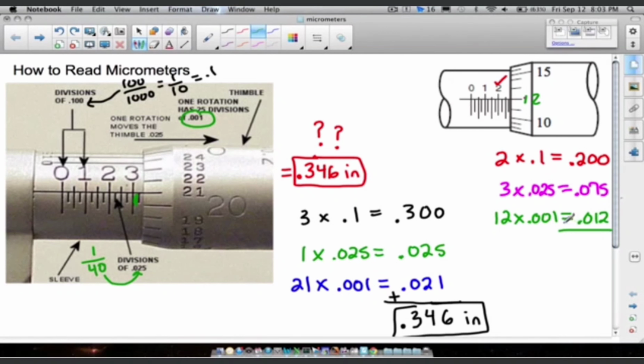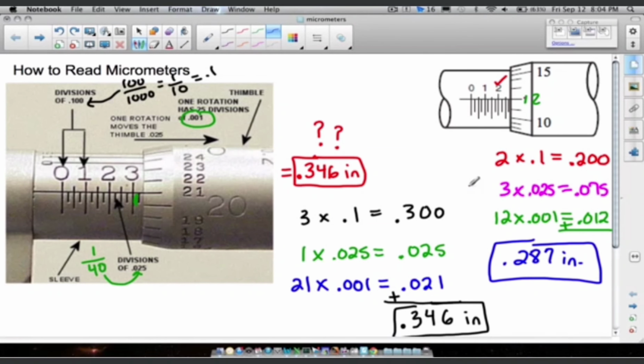And now let's add all these things together. So 0, 5, and 2, that gives you 7. 0, 7, and 1, that gives you 8. 2, 0, 0, that gives you 2. So therefore we can say 287 thousandths of an inch is going to be that measurement on the micrometer up there.